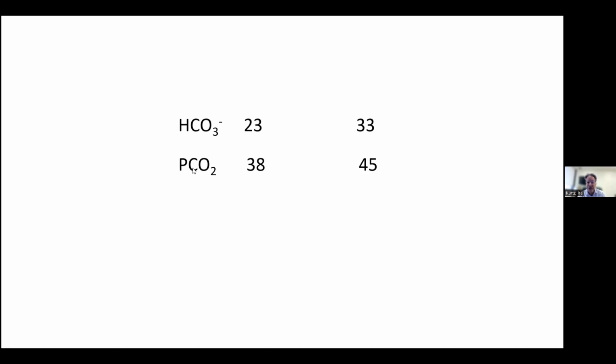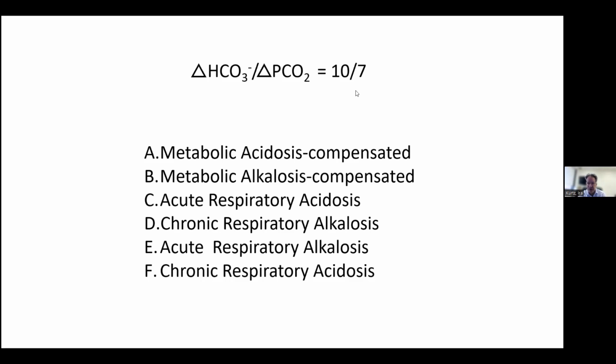So here, the PCO2 started at 38 and it's now 45. The bicarb's 23 and went up to 33. So the question is, what acid-base disorder? Well, first of all, what are the deltas? So these are our deltas. Our bicarb went up by 10 and the PCO2 went up by 7. So the question is, with this particular proportionality, what acid-base disorder do we get this in? So let's go to the next poll.